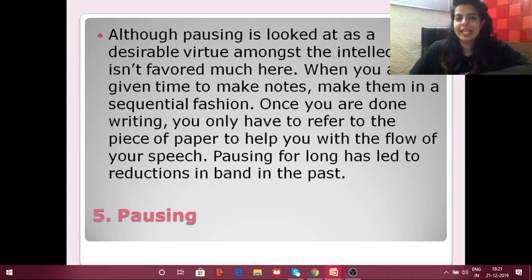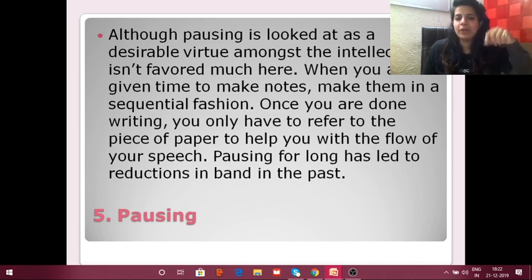Pausing. Yes, although pausing is looked at as a desirable virtue amongst intellectuals, it is not favored much here in the IELTS. Now, we have seen some people, they pause, they take time. So it looks like the person is intellectual, the person is reflecting, he or she is taking ideas, inspiration from somewhere, God knows. And somehow pausing also helps us, because when we pause, when we think about some aspects, we are giving our brain a chance to collect information, right?